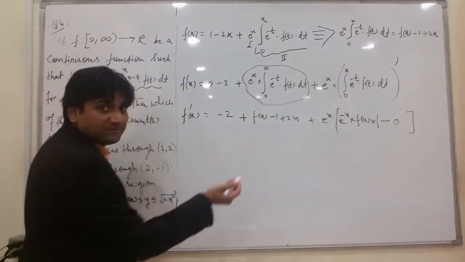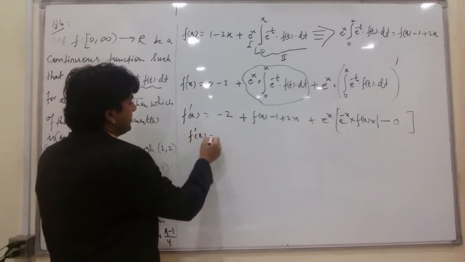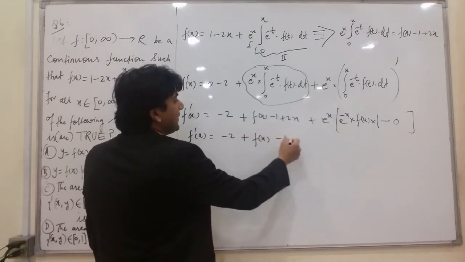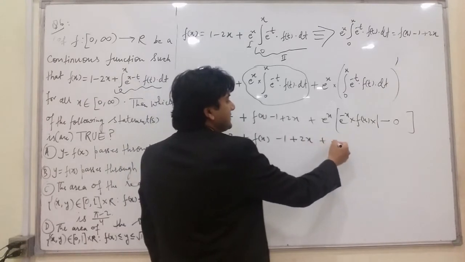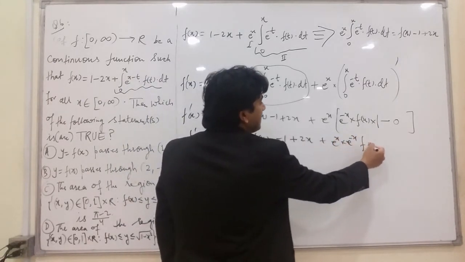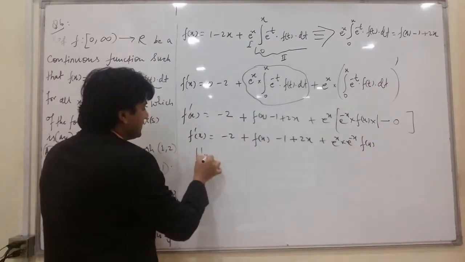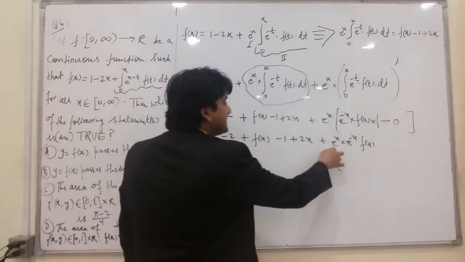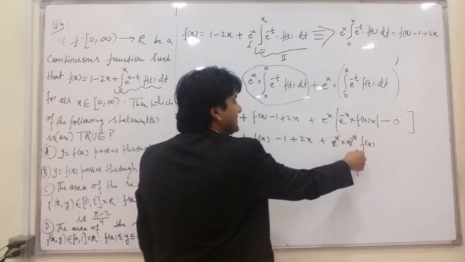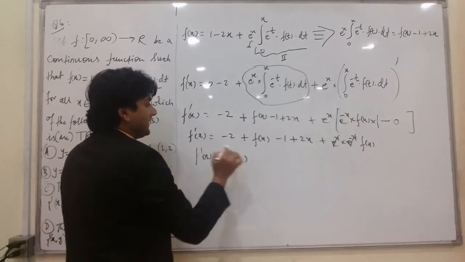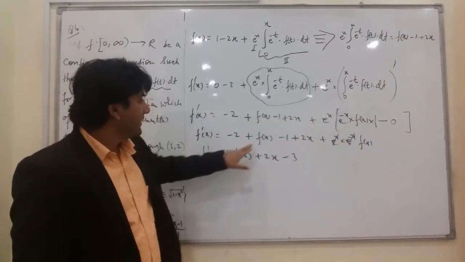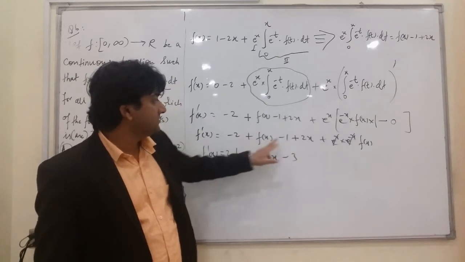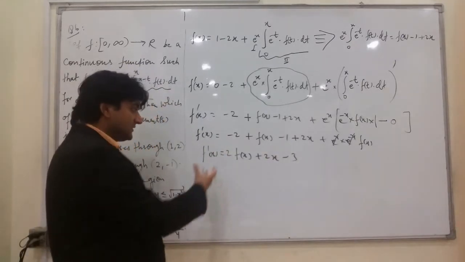Now you have to simplify it further. This is f dash x equals minus 2, plus f x, minus 1, plus 2x, plus e raised to x times e raised to minus x times f x. That is e raised to 0, so you can cancel this. This is f x and this is f x, so you got 2 f x. So f dash x equals 2 f x, then 2x minus 2 and minus 1, minus 3. We got that.